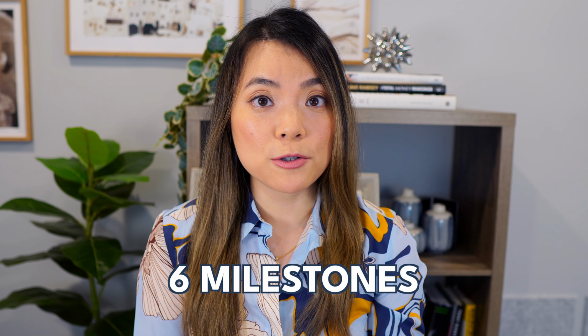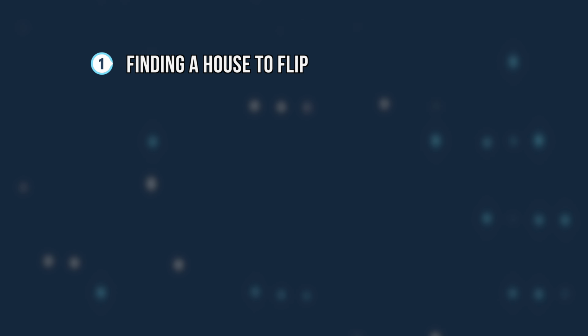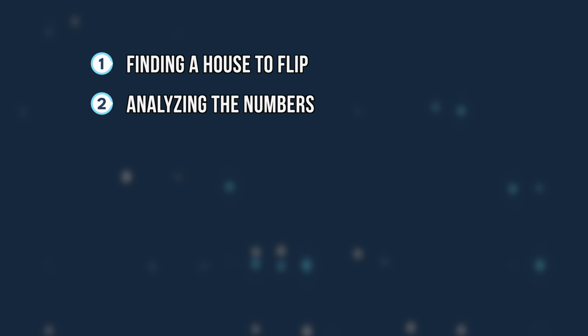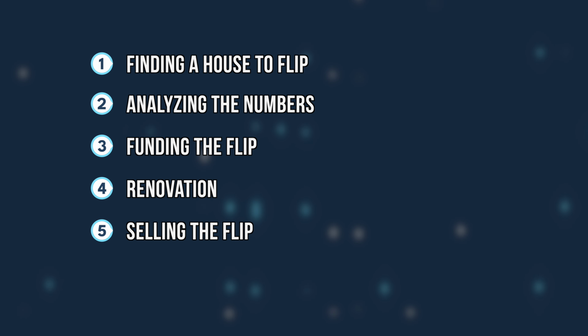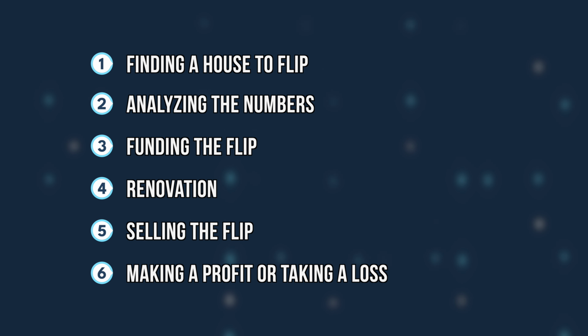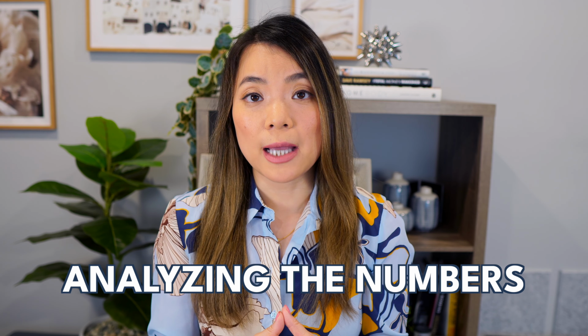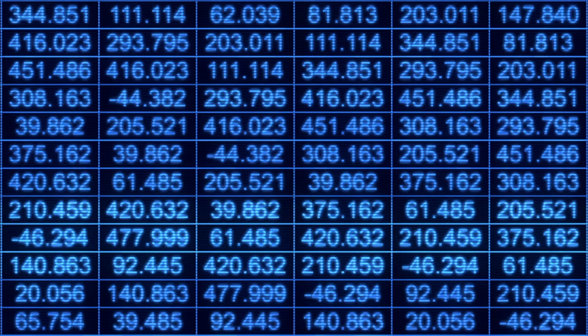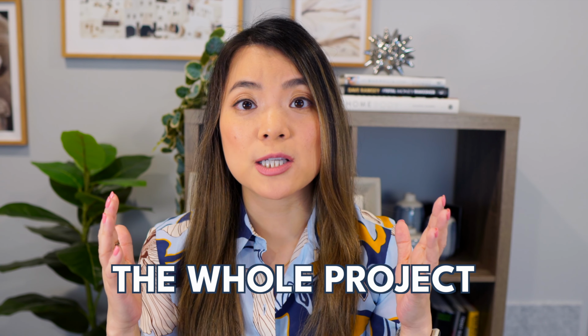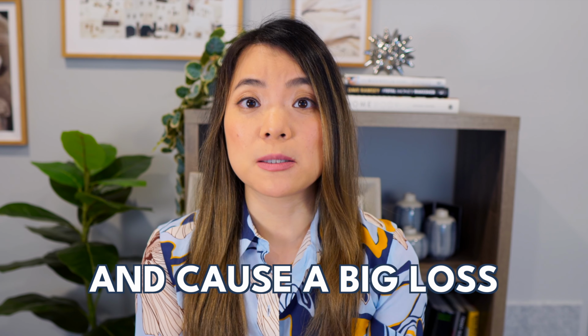The house flipping process consists of 6 milestones. Finding a house to flip, analyzing the numbers, funding the flip, renovation, selling the flip, and making a profit or taking a loss. One of the most important steps in the house flipping process is analyzing the numbers because the numbers lay down the foundation of a project. If the numbers are not correct, the whole project could fall apart and cause a big loss.